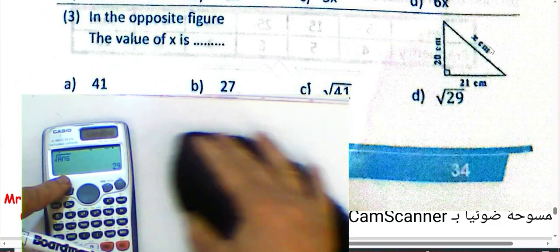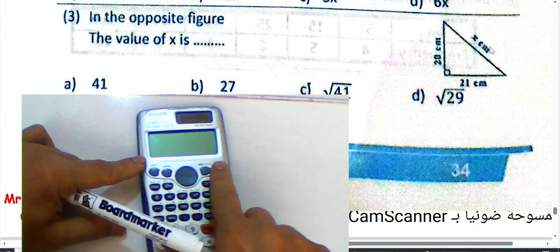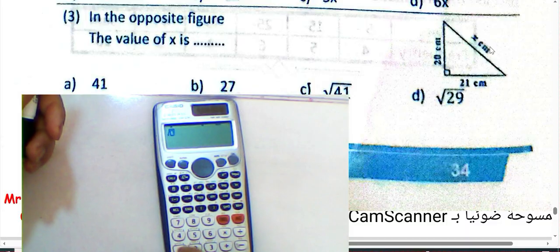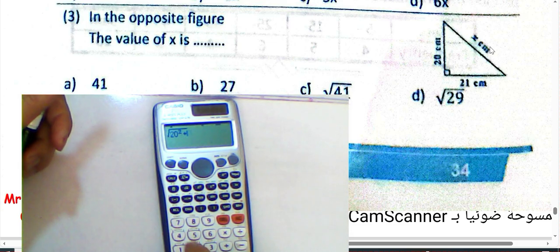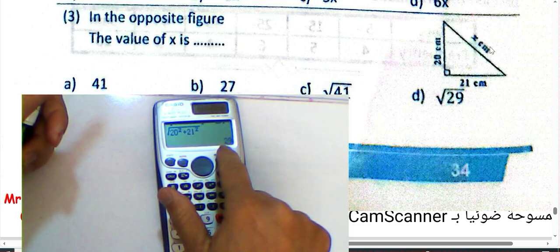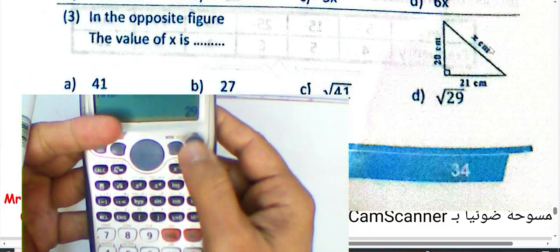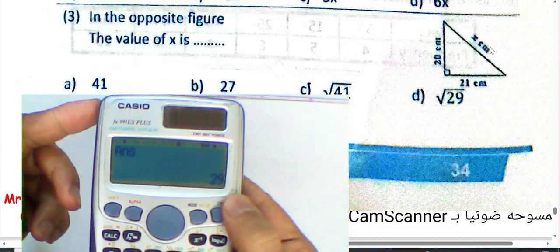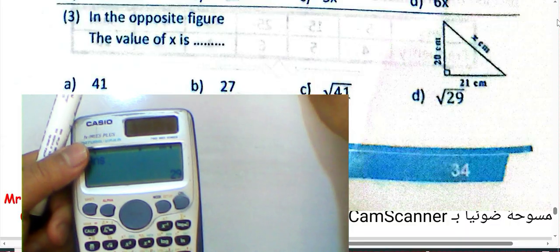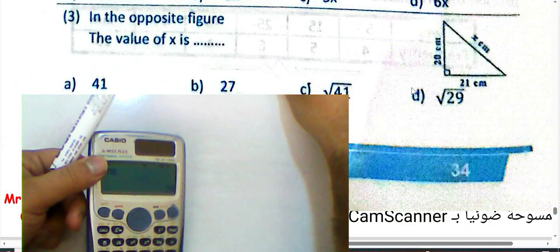Okay, again look at with me. Square root of 20 power 2 plus 21 power 2. The result will be 29 only, not square root of 29. Look at here, the answer will be 29. If you want to find the length of x, then the answer will be 29.